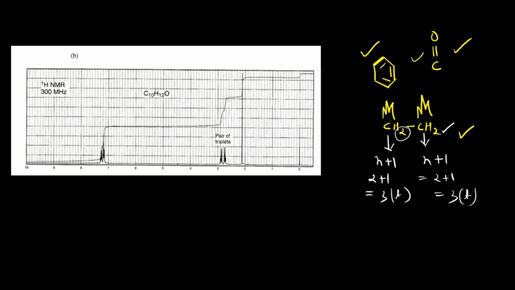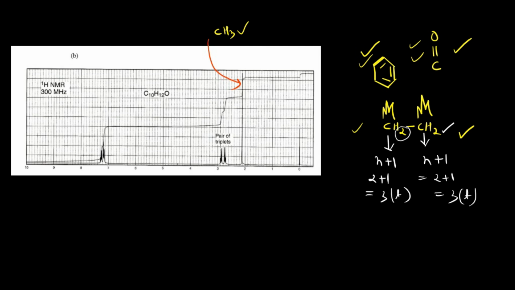So if I connect all these, and then you are having this singlet over there, and the intensity of this singlet is very, very high. So this may be, I'm not sure, but this may be due to the presence of this CH3. So if I connect all the pieces together, piece 1, piece 2, piece 3 and piece 4, I may arrive at the structure of the compound.